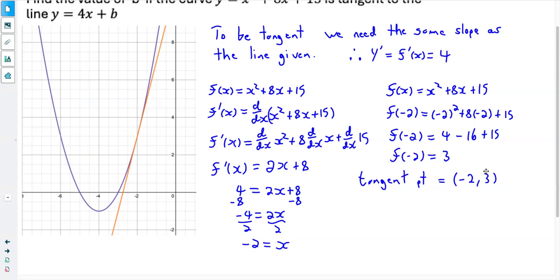Now we can essentially utilize that and this equation to solve for b, because we have one point along this line, which we know the tangent point was here at negative 2 comma 3. So we can substitute those in and solve for a b value. So we had y is equal to 4x plus b. Now our y value was 3 equals 4 times our x, which was negative 2, plus b. So we have 3 is equal to negative 8 plus b. So 11 is our b value.